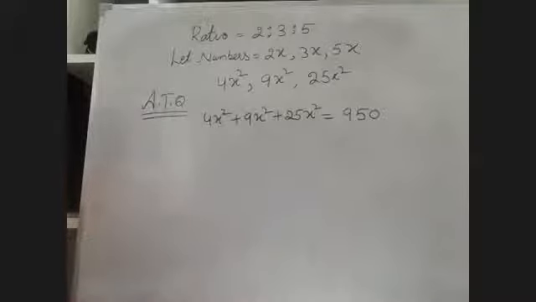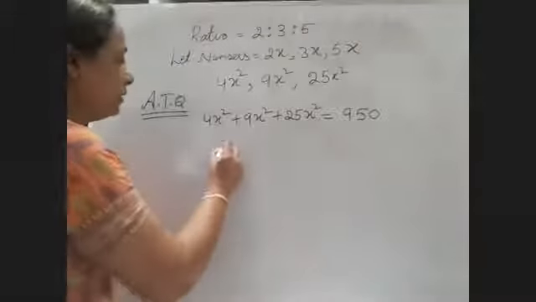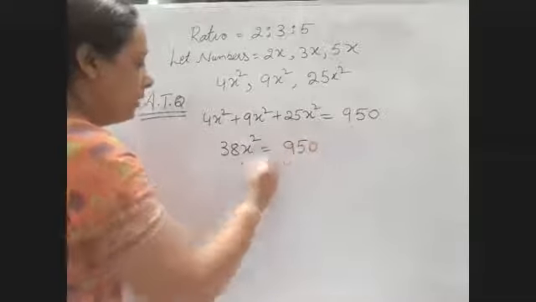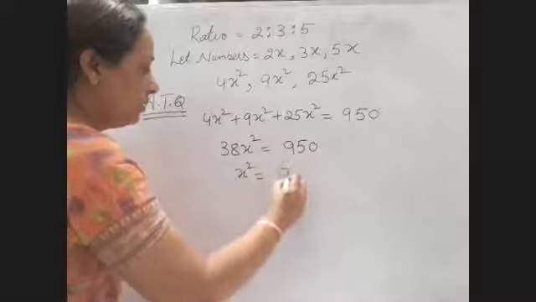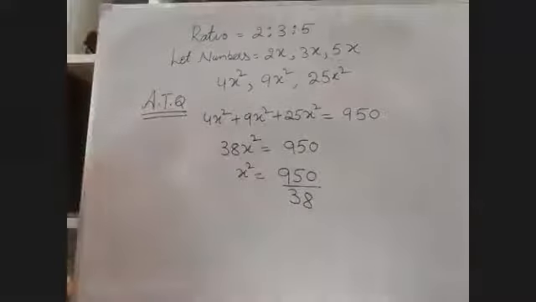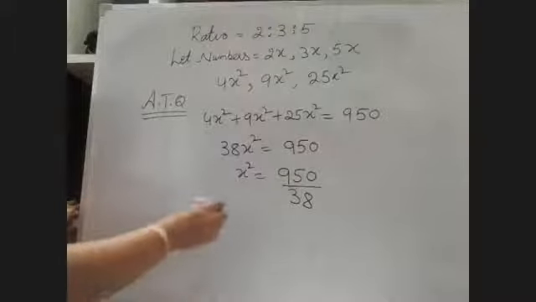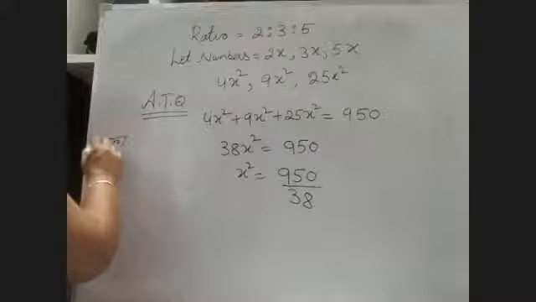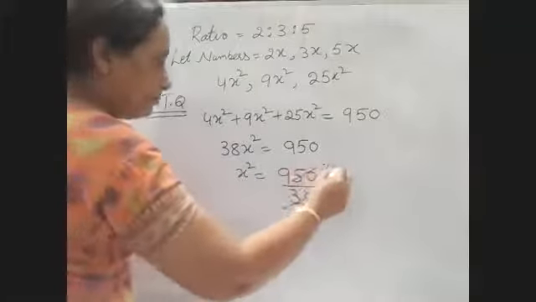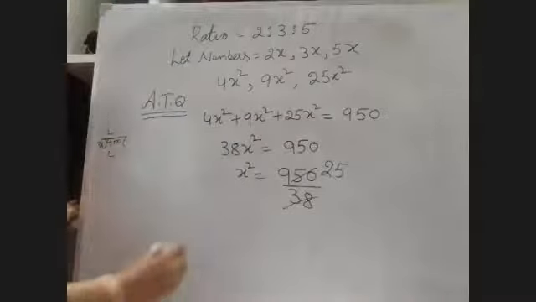25 plus 9 is 34, plus 4 is 38. The sum is 38x squared, equal to 950. So x squared is equal to 950 divided by 38. Now divide 950 by 38, and we get 25.